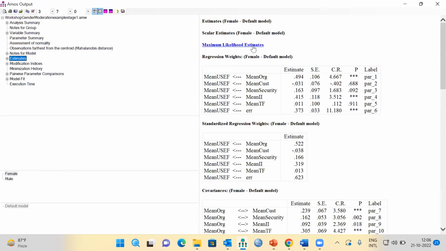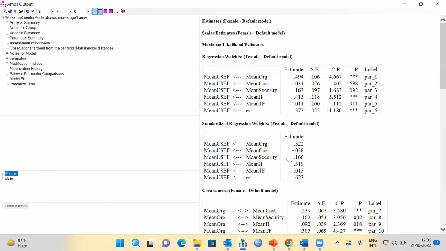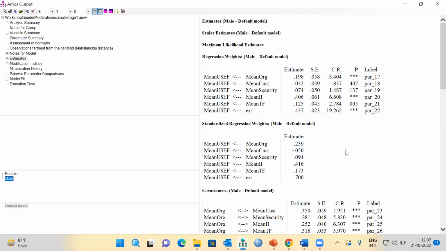Now you can see the results are shown here for all the 5 paths, for female group and for male group, the two groups, the moderating variable. The same model has been checked for two groups separately. Now if we look at the female one, you can see out of 5, 2 only are significant. These 3 are not significant. Now in case of male, 3 are significant, these 2 are not significant.